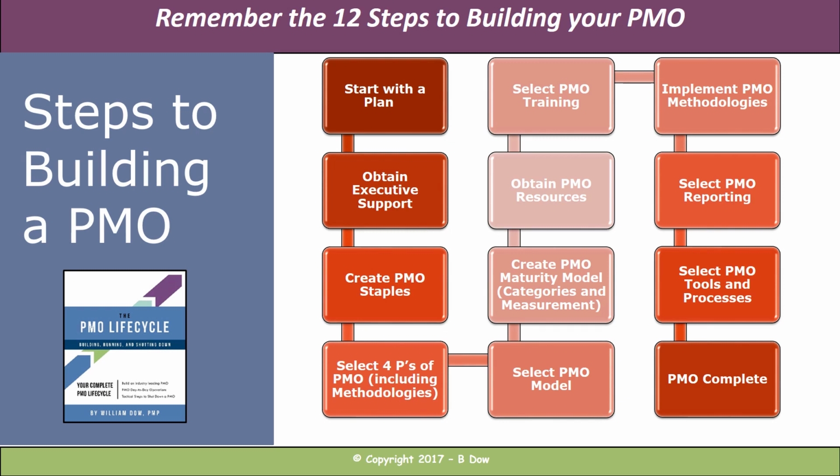And here are these 12 steps. Number 1, start with a plan. Number 2, obtain executive support. Number 3, create PMO staples. Number 4, select your 4 Ps of your PMO, including your methodology. Number 5, select your PMO model. Number 6, create a PMO Maturity Model, which includes your categories and your measurement system. Number 7, obtain your PMO resources. Number 8, select your PMO training. Number 9, implement your PMO methodologies. Number 10, select your PMO reporting. Number 11, select your PMO tools and processes. And finally, step 12, your PMO is complete.